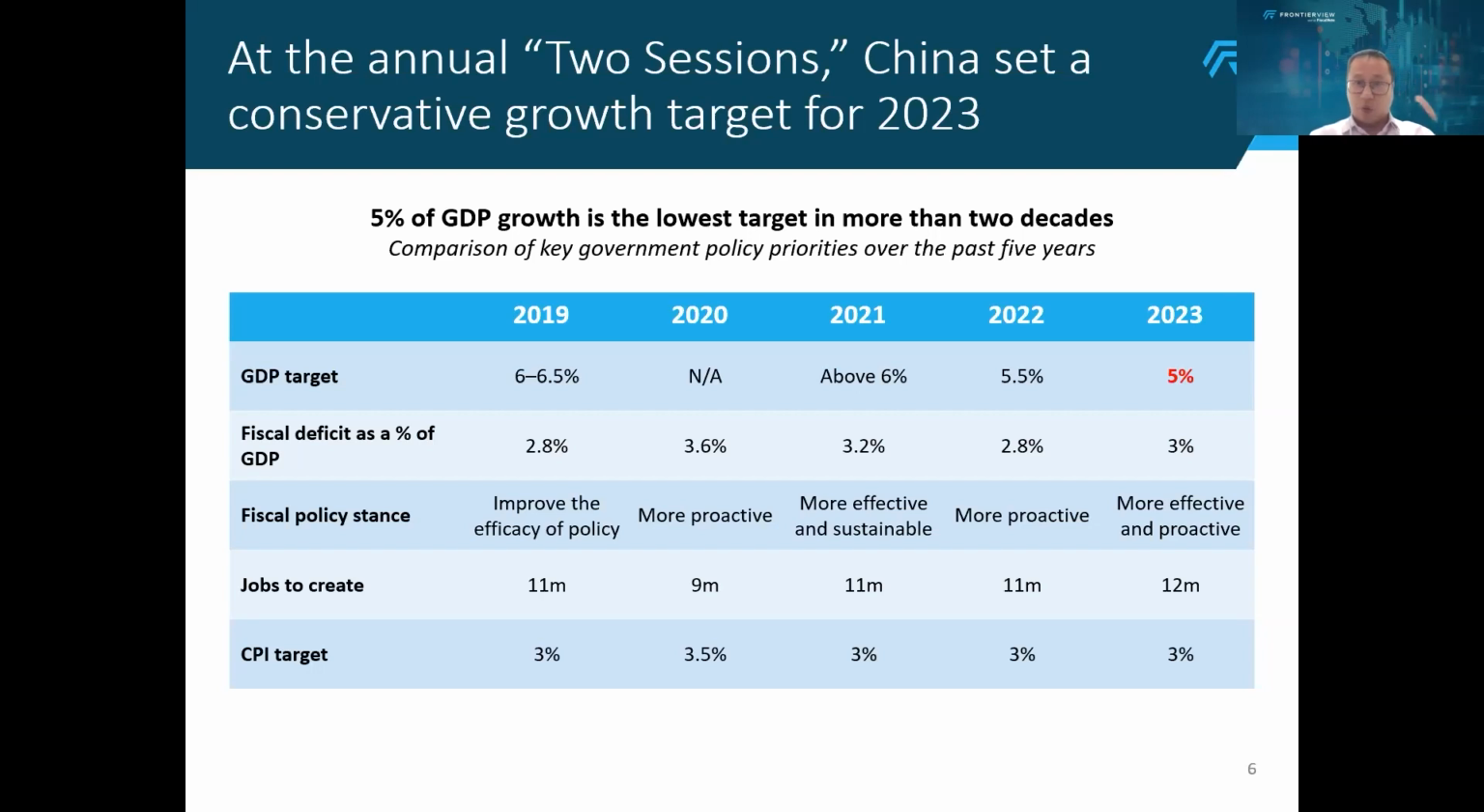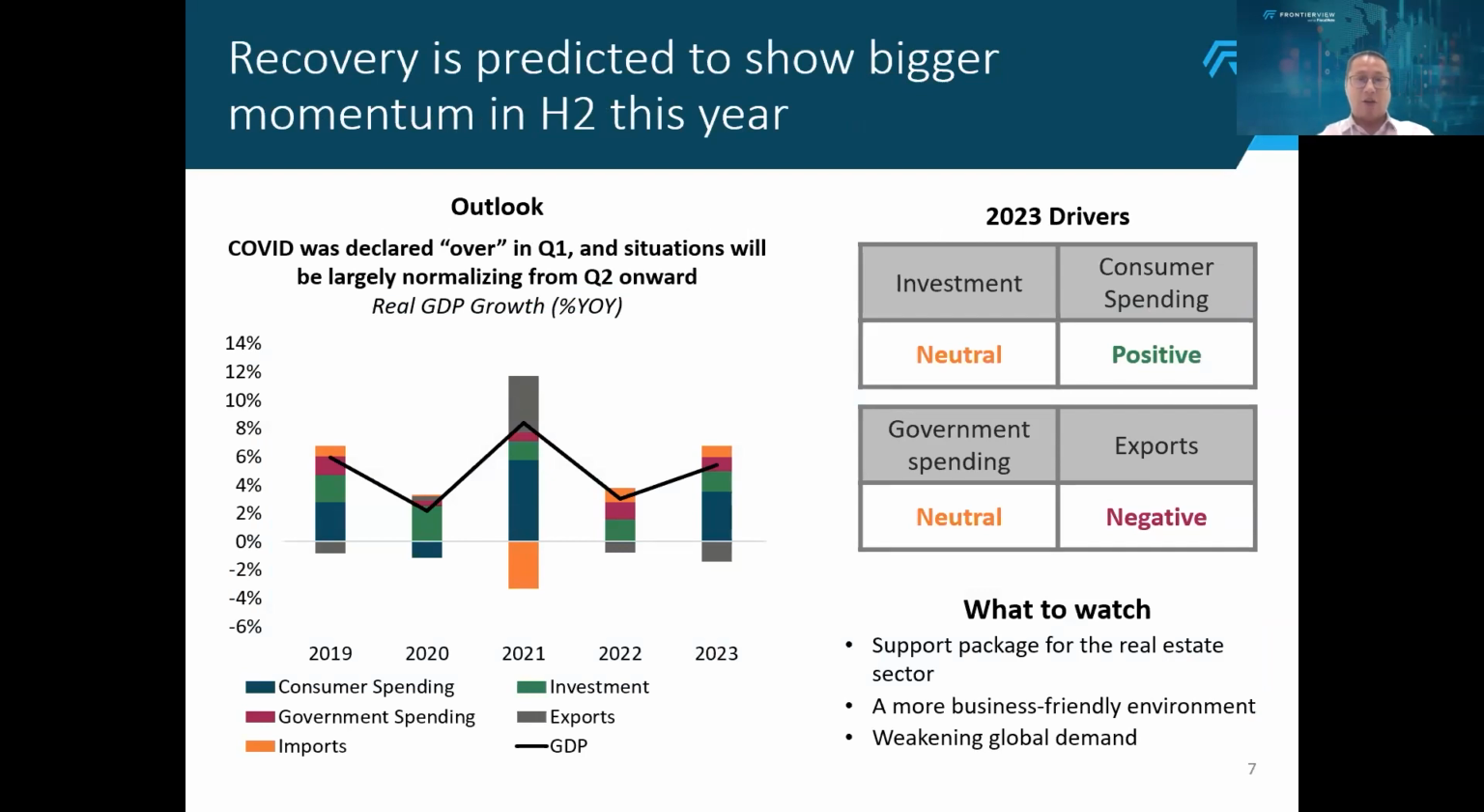Now, this is what we see as how overall economic recovery will be playing out throughout the year. Now that we're entering into Q2, and COVID was declared over in early March by China's government, this is already behind the whole nation. Starting from Q2, situations are already normalizing, and we are predicting some bigger momentum for economic recovery in the second half of this year. But amongst the different economic drivers that we usually talk about, consumer spending, in our view, will be the main pillar for China's recovery this year.